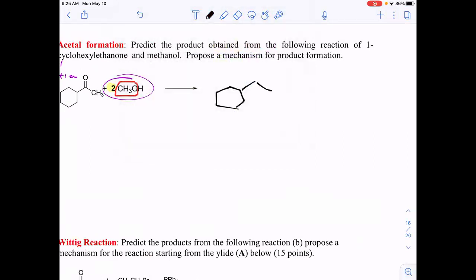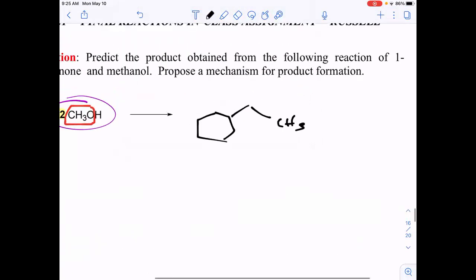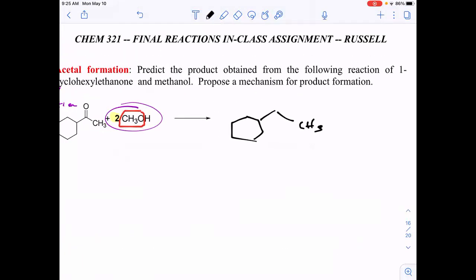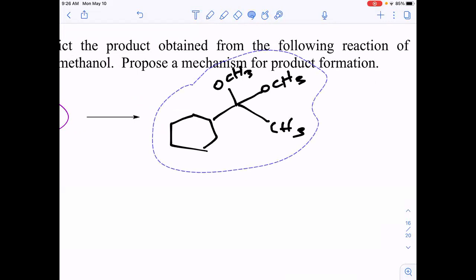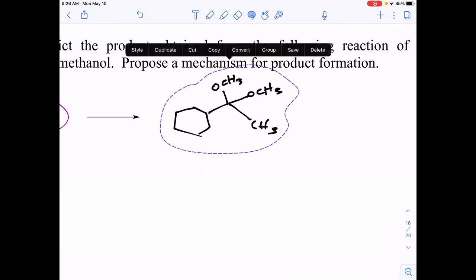All right, so we have that. This CH3 isn't going anywhere. None of the other stuff is going anywhere. The only thing that reacted was the carbonyl. So we have an OCH3 here and one here. All right, so that's my acetal.